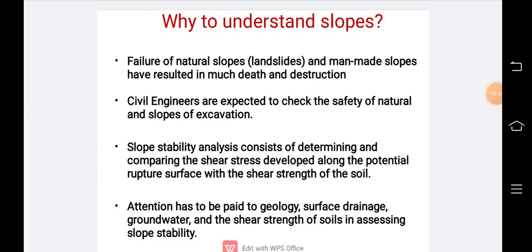So first of all, the failure of a natural slope, which we can call a landslide, and of man-made slopes has resulted in much death and destruction. If the proper design of the slope is not there, it will cause loss of human life as well as loss of property.